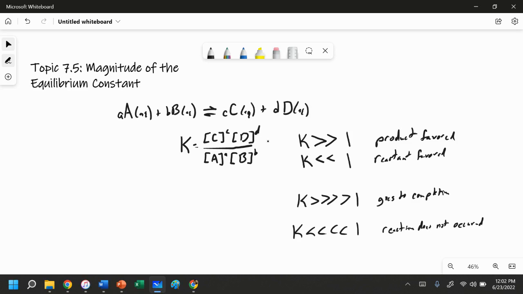So that's the essence of this particular topic. There's not a whole lot to it, but understanding what the magnitude of K values mean gives you an idea about what the reaction is doing at equilibrium.